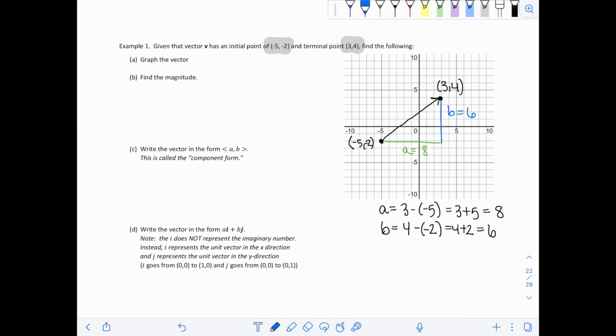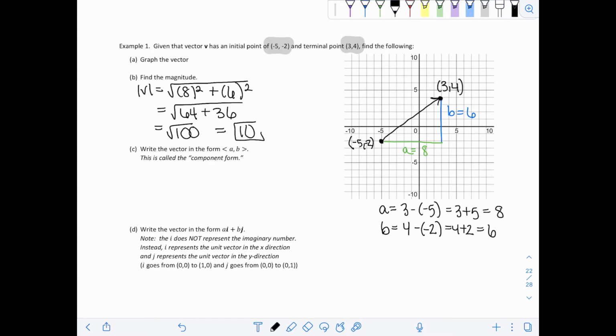To figure out the magnitude, we can use the Pythagorean theorem. Here we've got the square root of 8 squared plus 6 squared. So we have that the magnitude is equal to 10. And that's the distance right here.